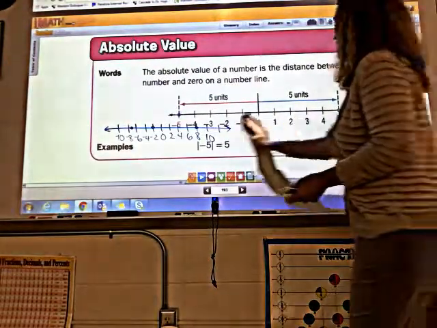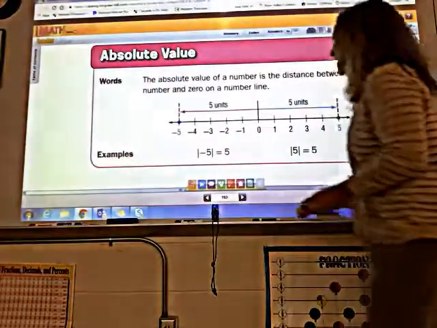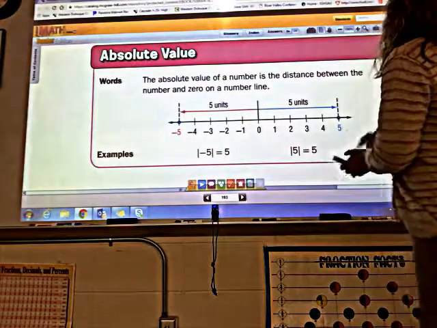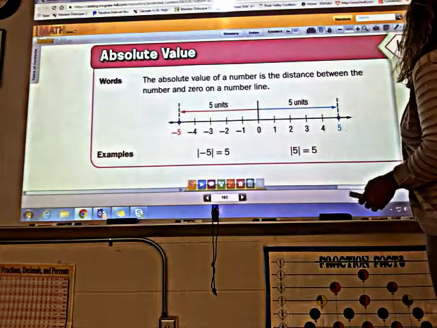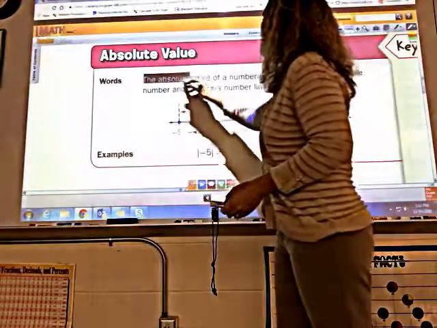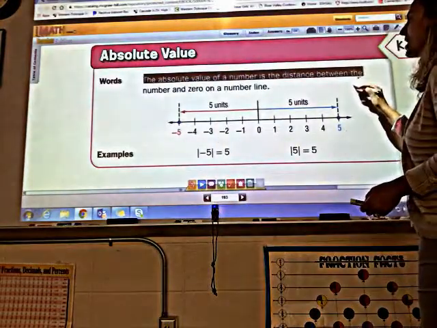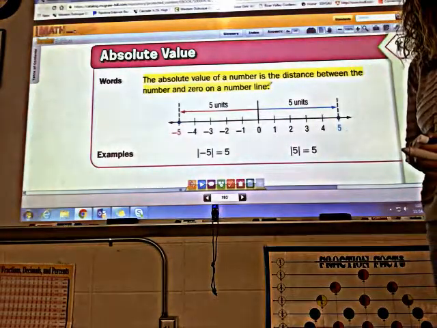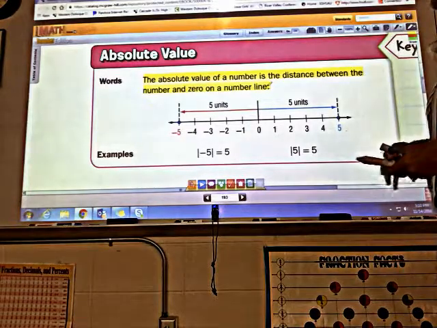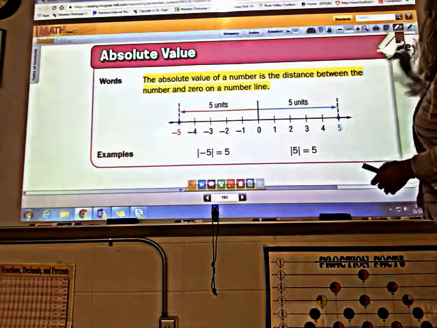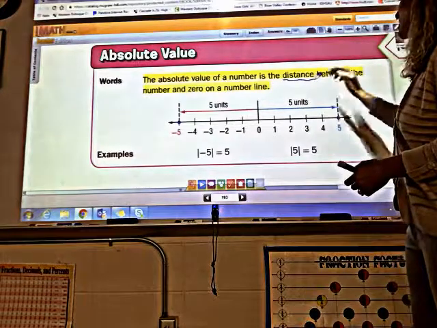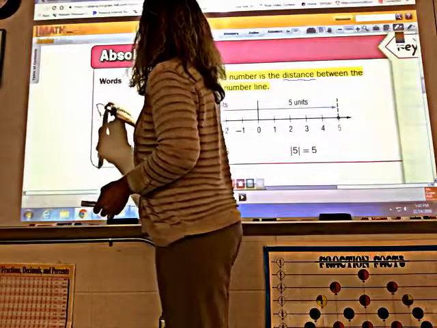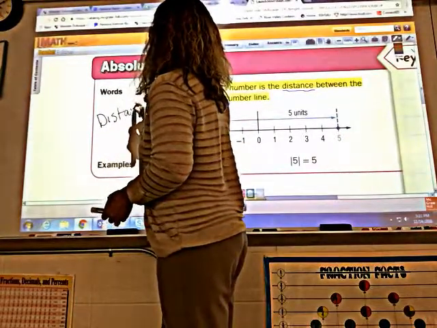The next important piece in lesson 1 is looking at the absolute value, and the absolute value is going to be something that is new. The one thing that I would like you to highlight or to be aware of in this lesson is that the absolute value of a number is the distance between the number and 0 on a number line. So please highlight that in your book. Key word in here is going to be the distance. When you're thinking absolute value, basically we should be thinking the distance away from 0.